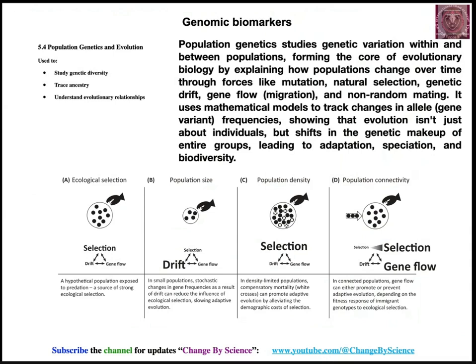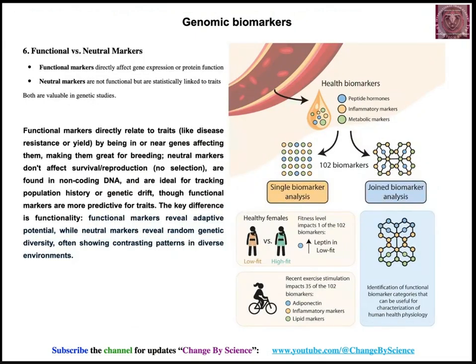of evolutionary biology by explaining how populations change over time through forces like mutation, natural selection, genetic drift, gene flow or migration, and non-random mating, where you can use mathematical models to track changes in allele frequencies, showing that evolution isn't just about individuals but shifts in the genetic makeup of entire groups, leading to adaptation, speciation, and biodiversity.